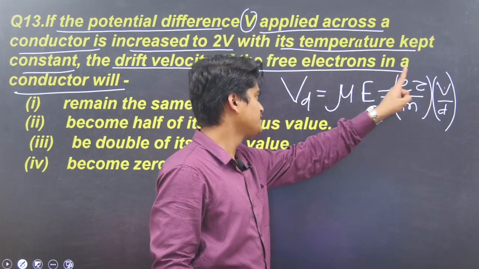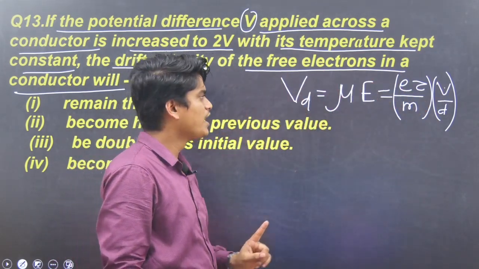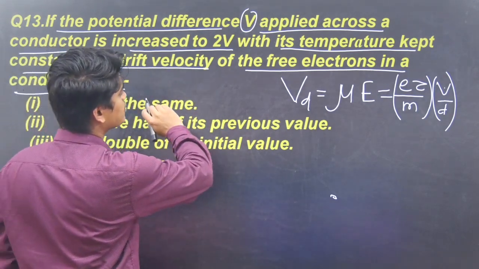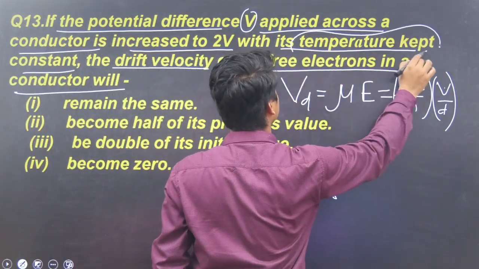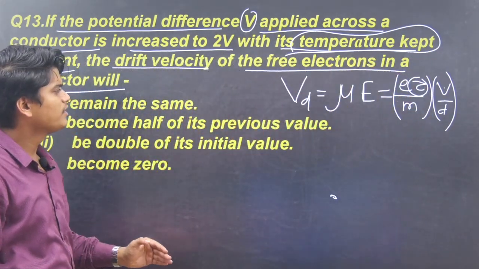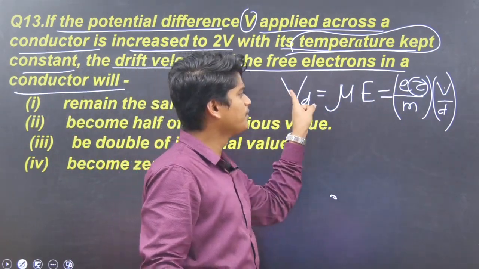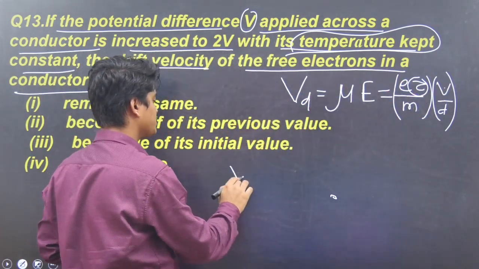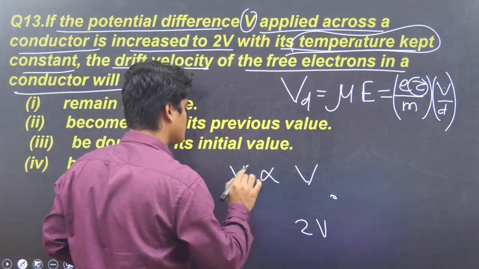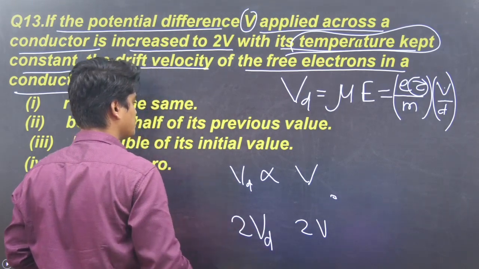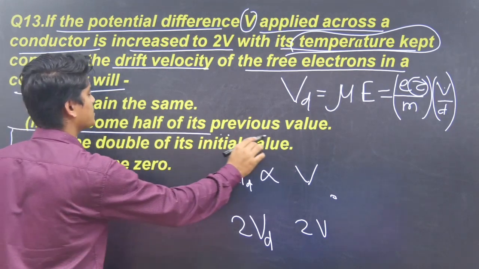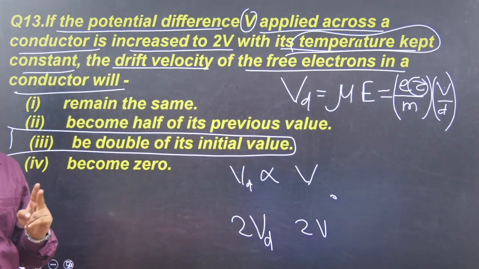Now here, potential is directly proportional to drift velocity. So if potential increases, then drift velocity also increases, and e, m, d are all constant. As they are telling us here that temperature is kept constant, the relaxation time becomes constant. So everything else is constant. That's why drift velocity is directly proportional to potential. Now if the potential increases 2 times, then the drift velocity also will increase 2 times. This is what they are asking here. So the answer will be: double of its initial value. The drift velocity will increase 2 times.